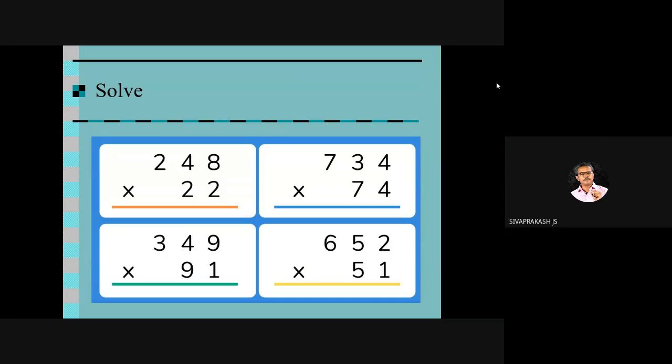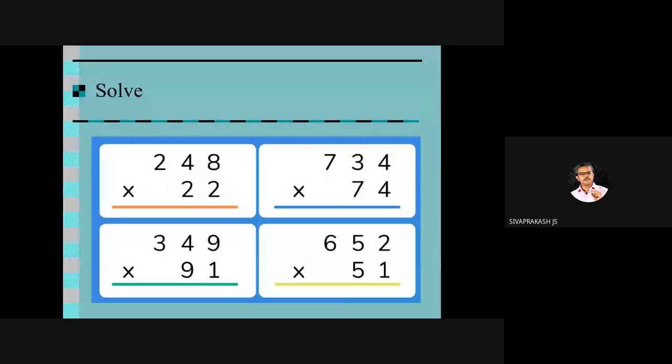Question number 1 is so simple: 248 multiplied by 22. Question 2, 734 multiplied by 74. Question 3, 349 multiplied by 91. Question 4, 652 multiplied by 51. Did you all copy this? Please find out the answers so that you can value your students' answers quickly.